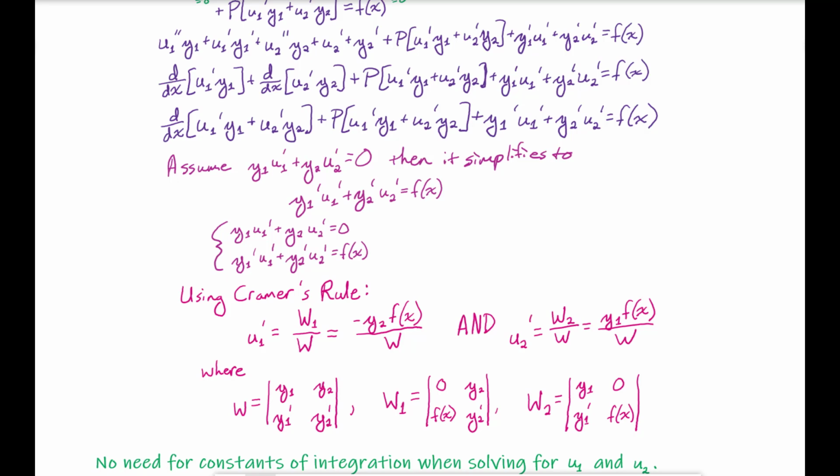And of course the W's, the vertical lines, are telling us to take the determinant of that matrix, like we did for our Wronskian before. So that tells us what u1 prime and u2 prime are. So if I want u1 and u2, I need to take the integral of each, and that'll tell me what u1 and u2 are. When you do that, there's no need to put constants into it. You can leave those out.